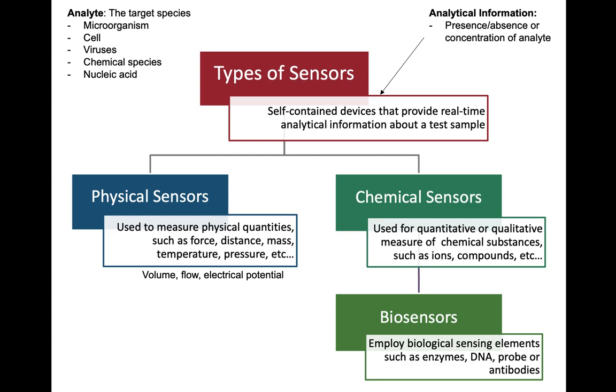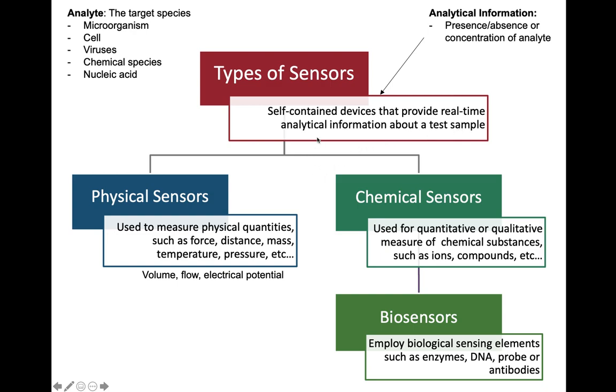All right, so a sensor is basically a self-contained device that provides real-time analytical information about a test sample. One thing that I want to point out here is real time. Most biosensors ideally, or most sensors, would actually provide that information in real time. That differentiates them from other analytical devices that might require extended processing, things like mass spec or an ELISA assay that are going to take a long time. Here with a sensor, we want to ideally be able to provide feedback fast.